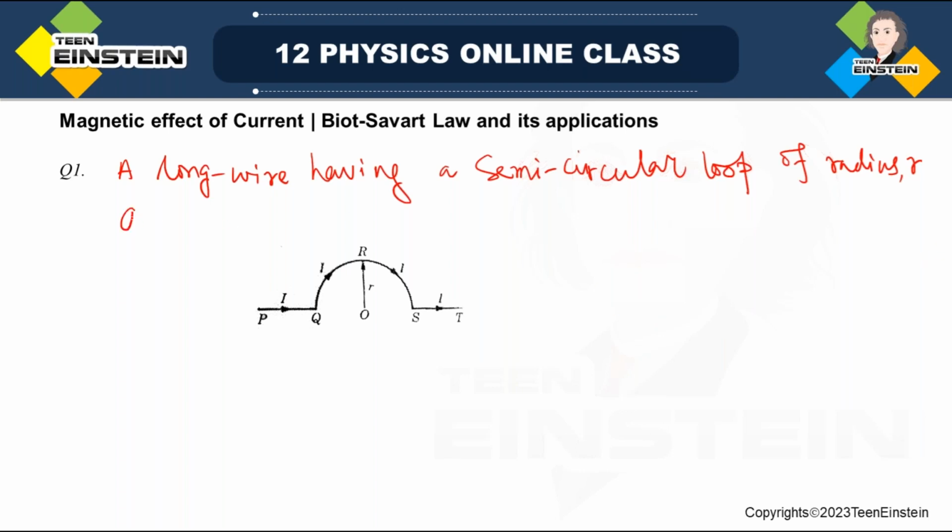R and carries a current I, as you see here. So what is the question? The question is the magnetic field due to the wire at the point O.